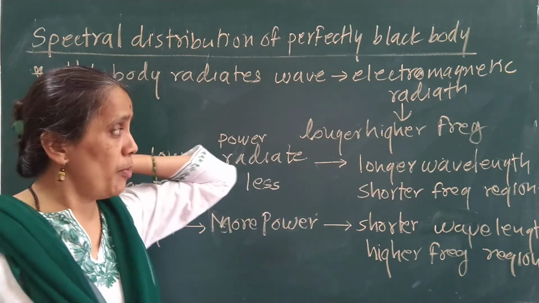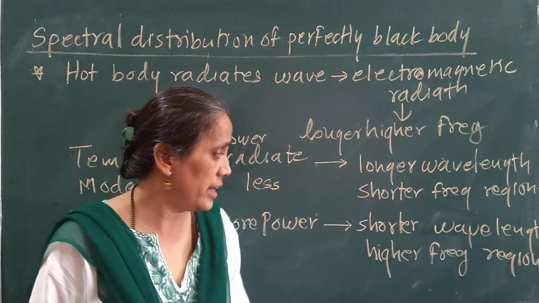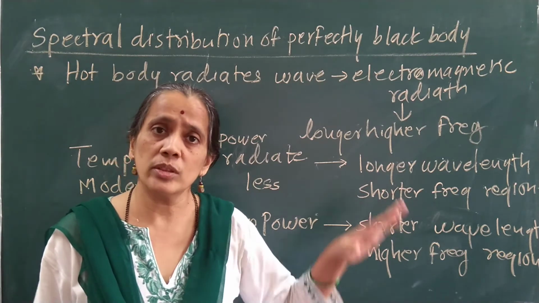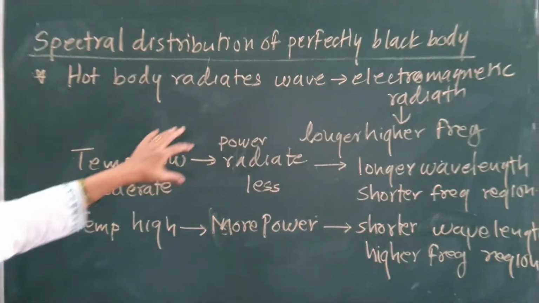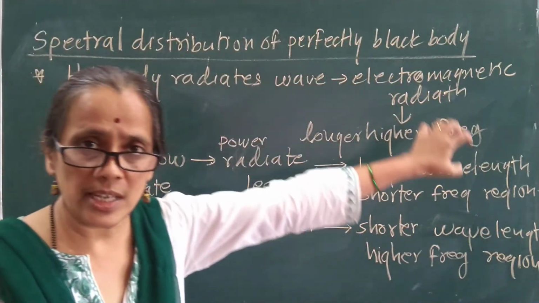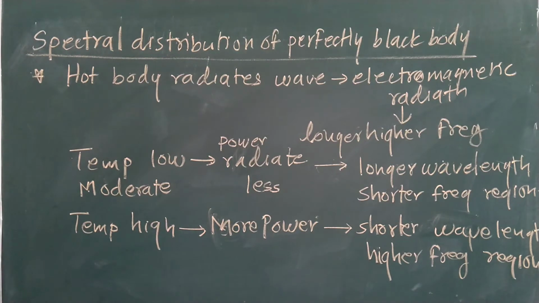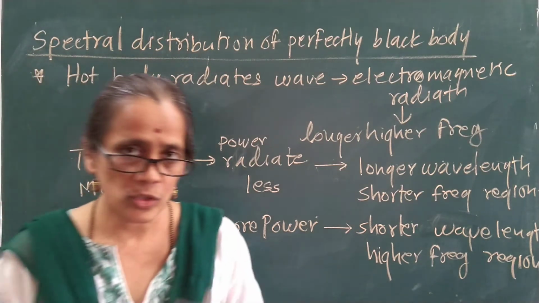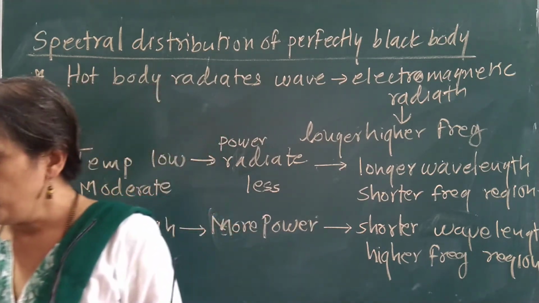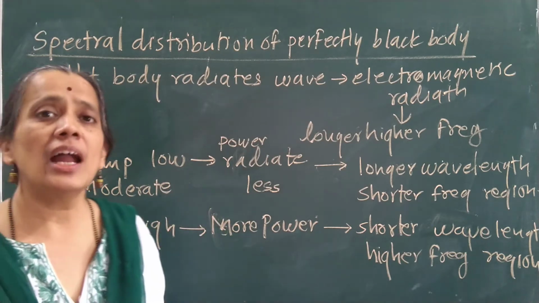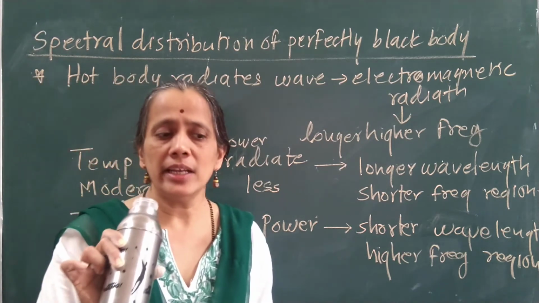So as your radiation power goes on increasing, the wavelength will become shorter and shorter. Is it right? So that graph is plotted, and that graphical presentation is between radiated power versus wavelength at a given temperature. And that graph is plotted by a scientist, Lummer. So Lummer has plotted a graphical presentation of power radiated versus wavelength at a given temperature.